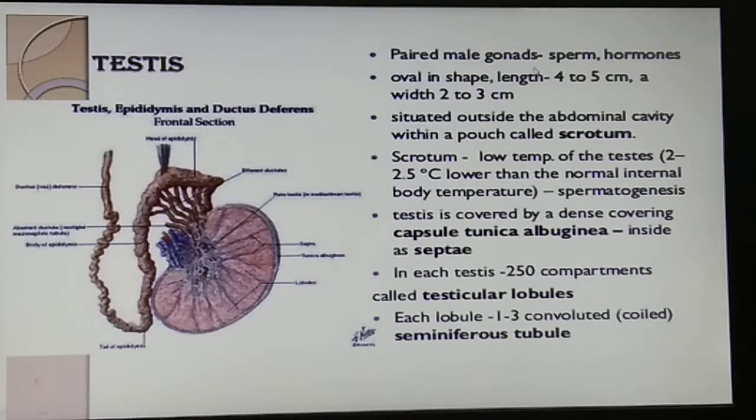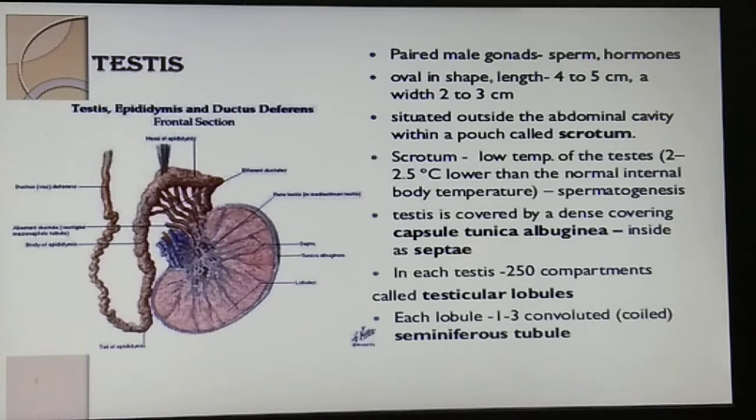Now students, paired male gonads are present, fine. And talking about testis, it is oval in shape. Its length is 4 to 5 centimeter and its width is 2 to 3 centimeter, fine. It is situated outside the abdominal cavity within a pouch known as scrotum. Now what is the function of scrotum, students? It basically maintains the temperature.